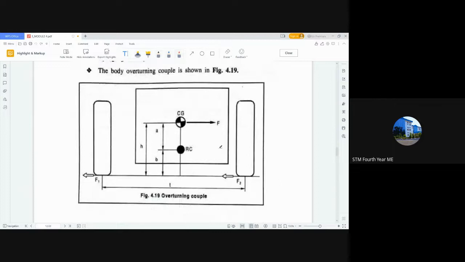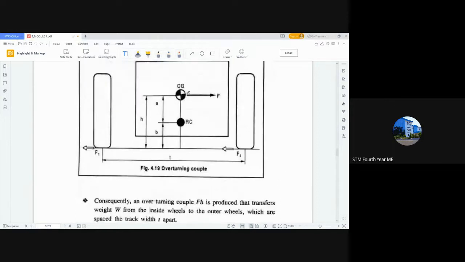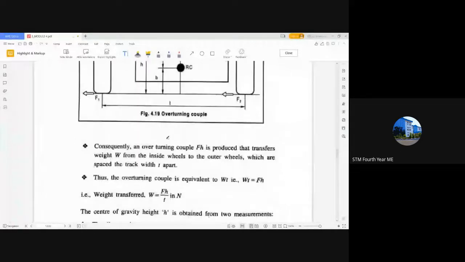For that, there will be a weight shift. That is the distance shown here. There will be a significant distance between the inner and outer wheels with the body. The outer wheel distance will be less, while the inner wheel distance will be much greater. This is due to the weight shift, and due to the weight shift, there will be an overturning moment.